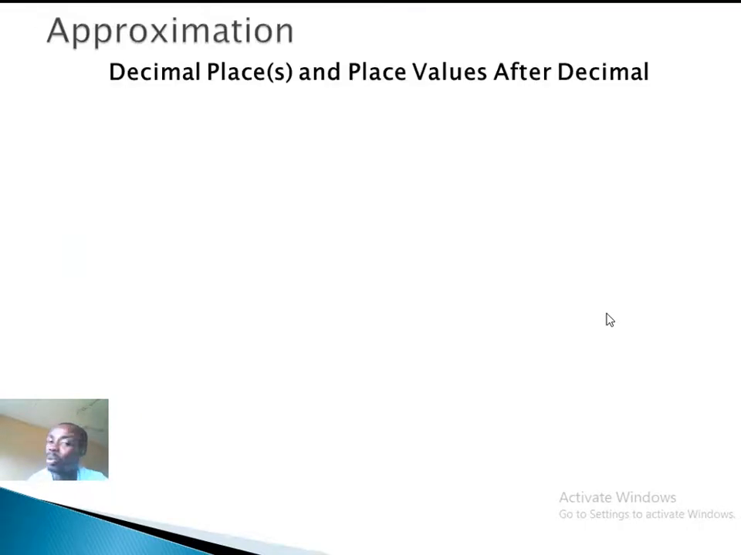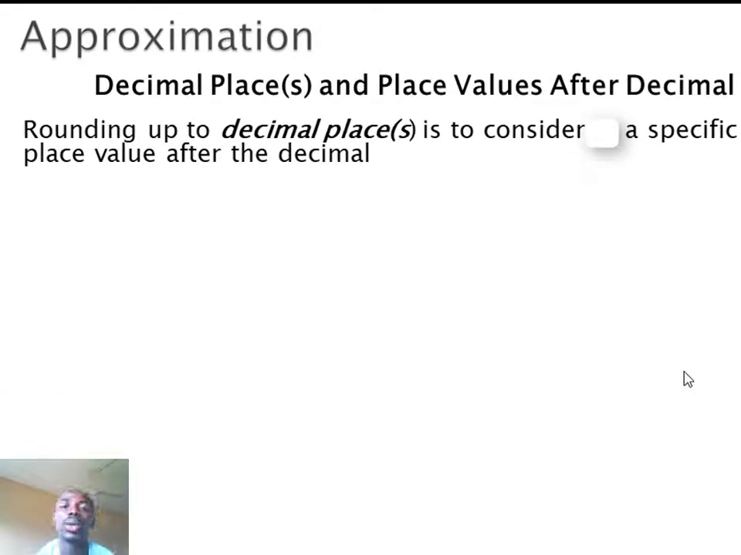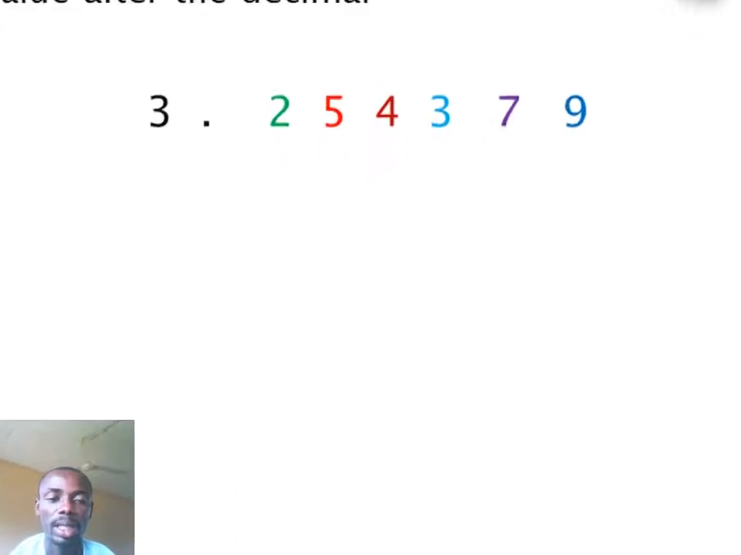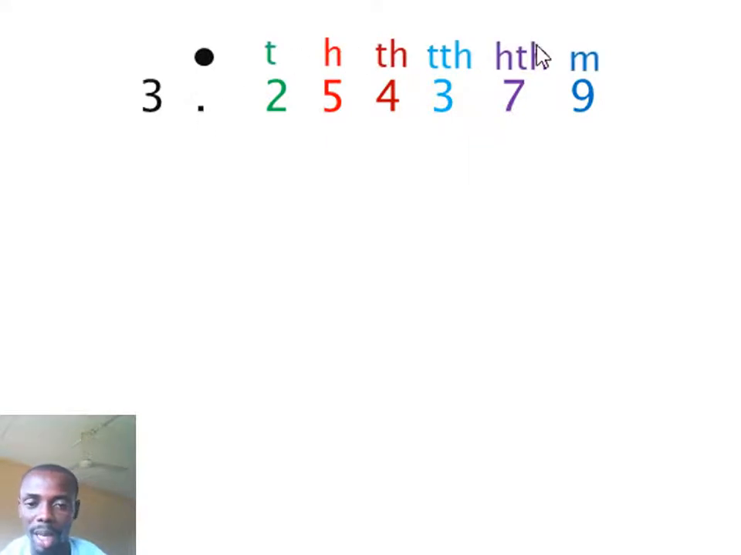Okay, now moving on to approximation in decimal places. When you say decimal places and place value after the decimal, we actually say the same thing. When you say decimal places, you are considering a specific place value after the decimal point. Now let's take a look at 3.254379. Everything here is place value after the decimal.